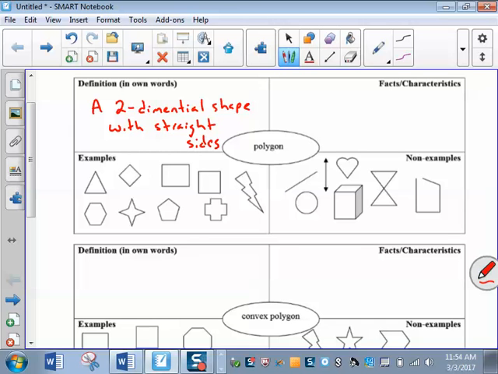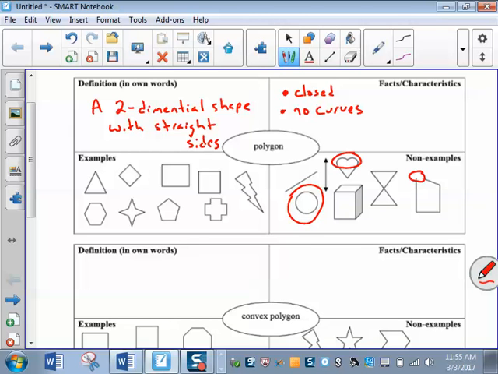So what does that mean? Some of the characteristics is that it's a closed shape. There can't be any openings, such as this, right? There are no curves, only straight sides. So in this shape, these are non-examples because there's a curve. A circle has one big curve, right?